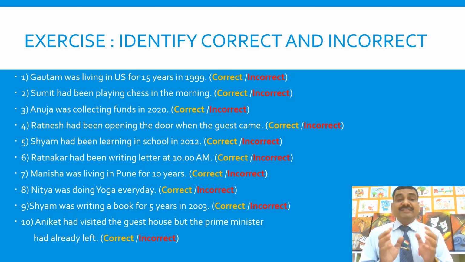Aniket had visited the guest house, but the Prime Minister had already left. There are two actions. The first action in the past is indicated with perfect past, and the second one is indicated with simple past. So Aniket visited, but before that the Prime Minister had left. So the Prime Minister had already left should be in perfect past, and it is in perfect past. But Aniket visited the guest house. This should be in simple past.